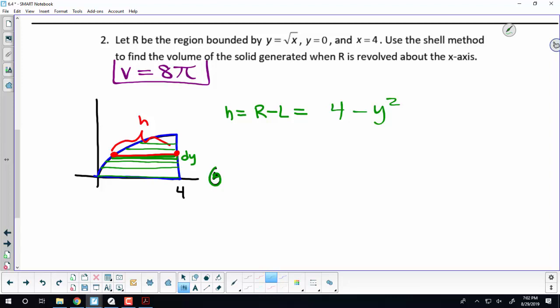Okay. So that's our h. And then the radius is always just the distance from your cross-section, or your rectangle, perpendicular to the axis of revolution. So that is my radius. And it's just measured by this value here, which is a y value. So that's y5, this is y1, whatever. So the radius is y.